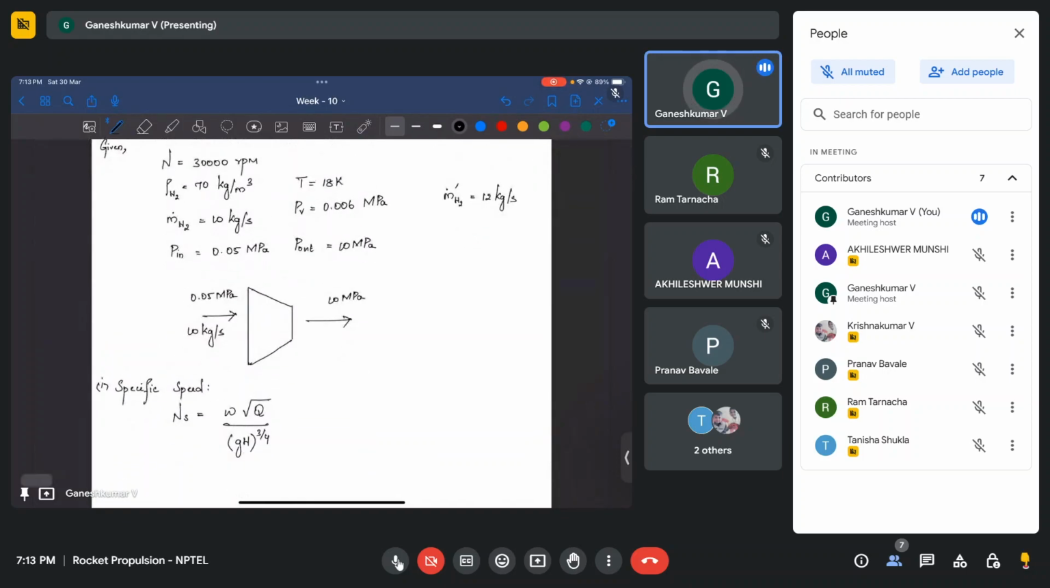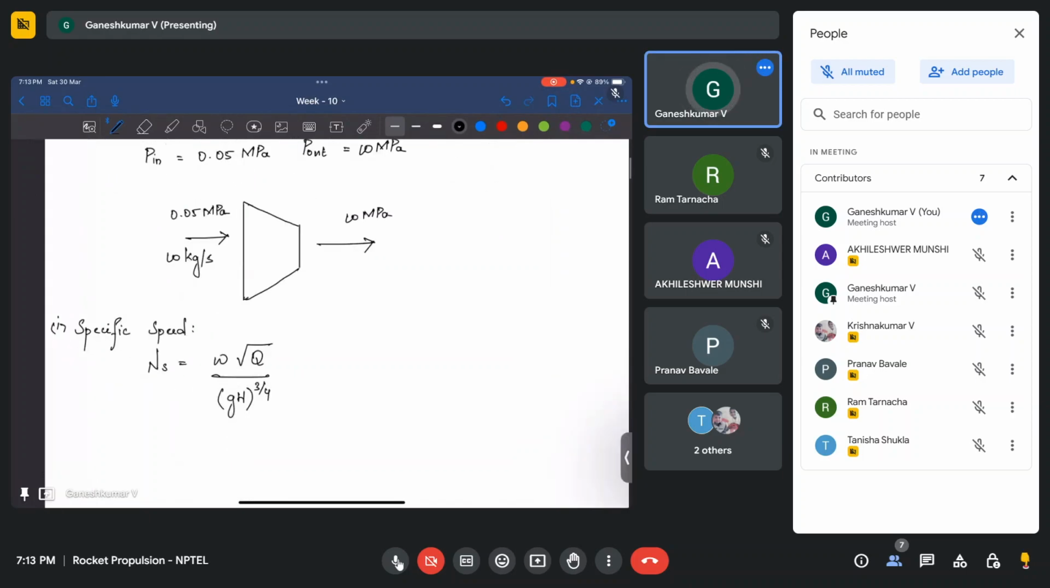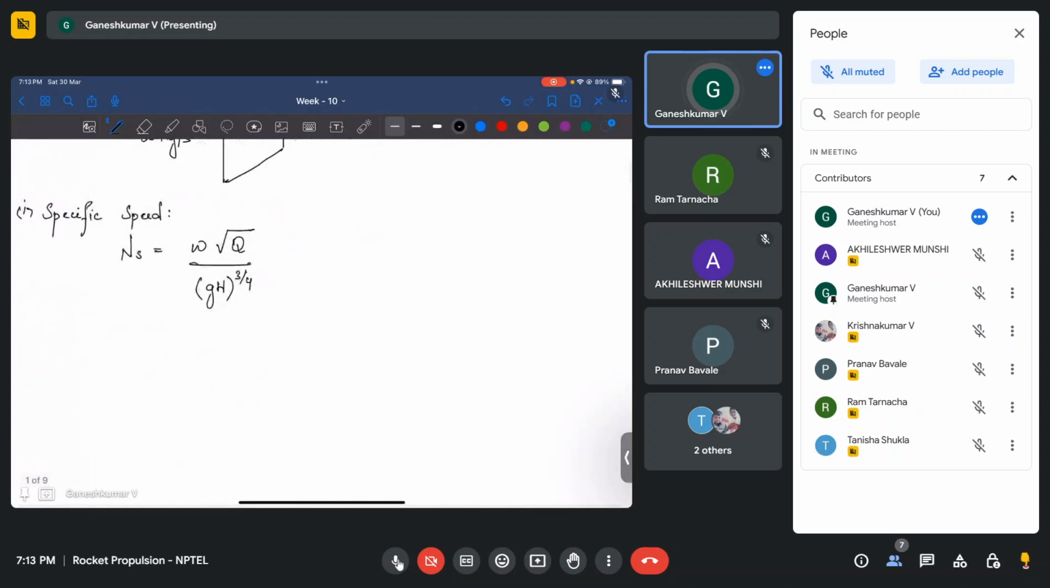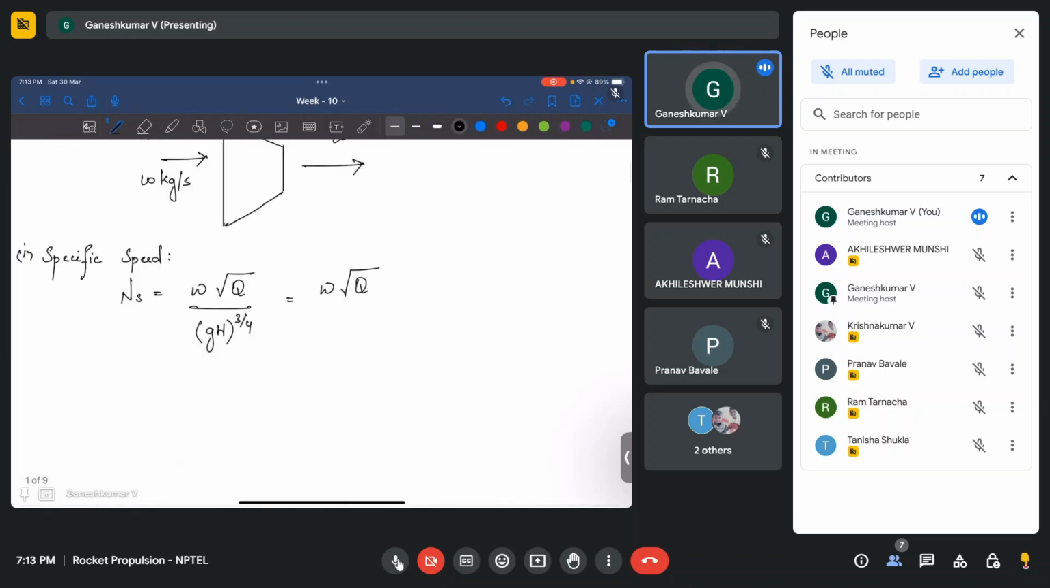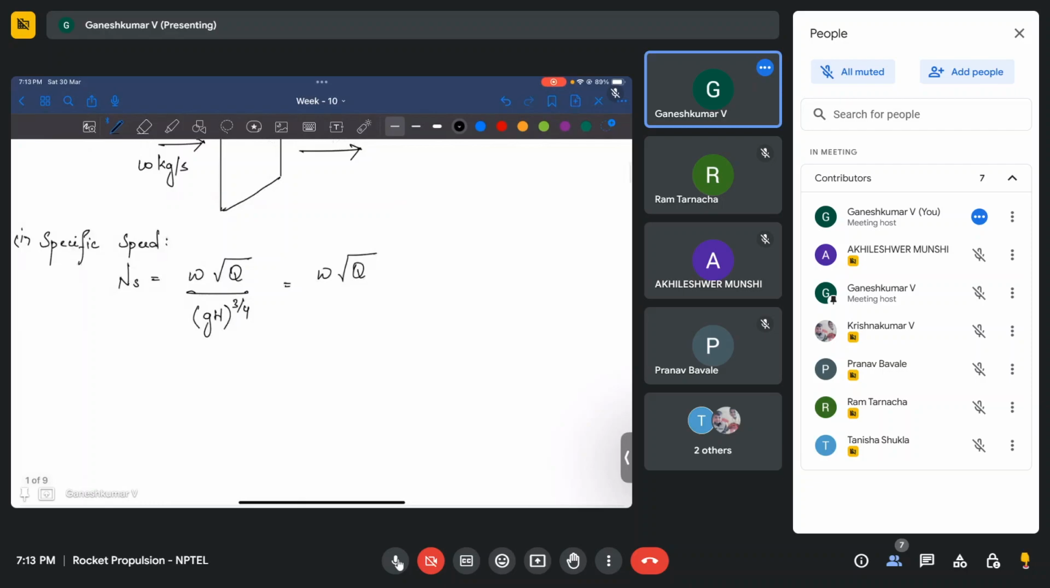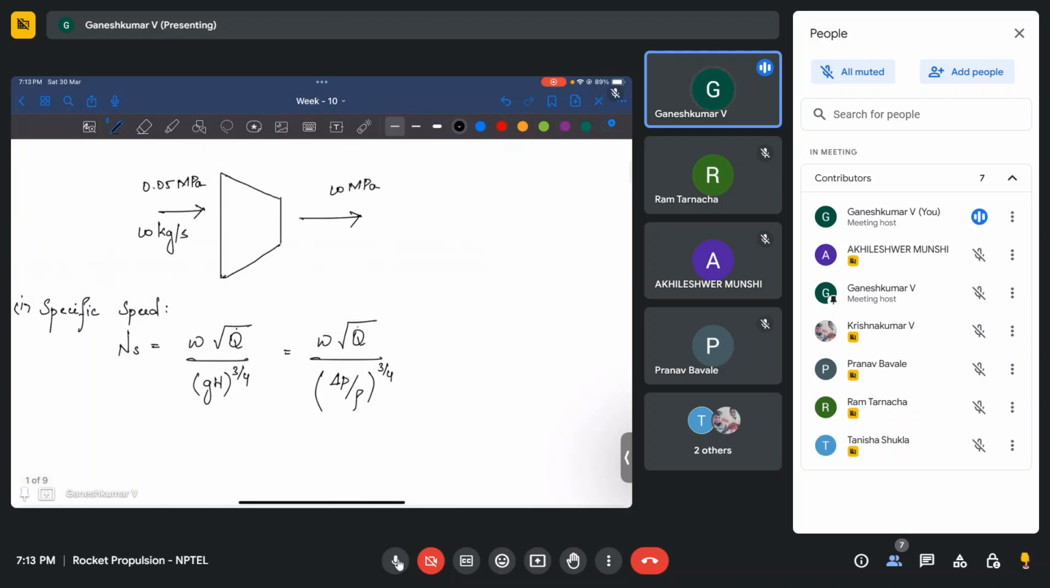So either you can write head as gh, or you can also write the head as, how else can you write the head? So this is speed, and this is flow rate, so q dot divided by, instead of gh, you can also write it as the pressure by rho, to the power 3 by 4. Both are interchangeable.